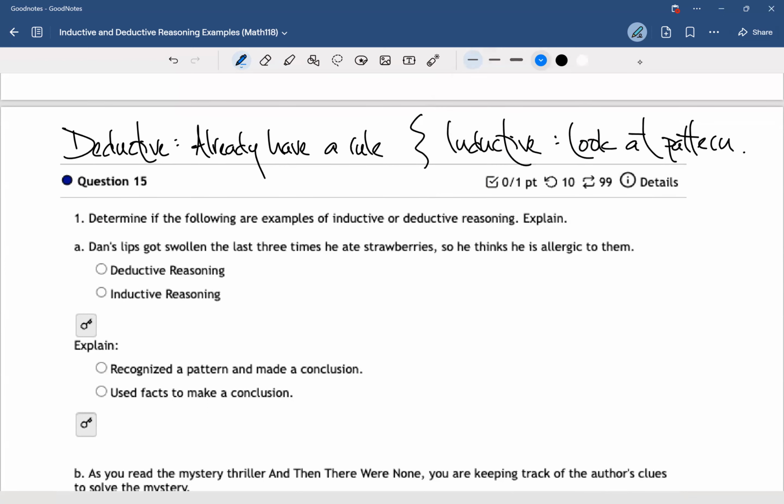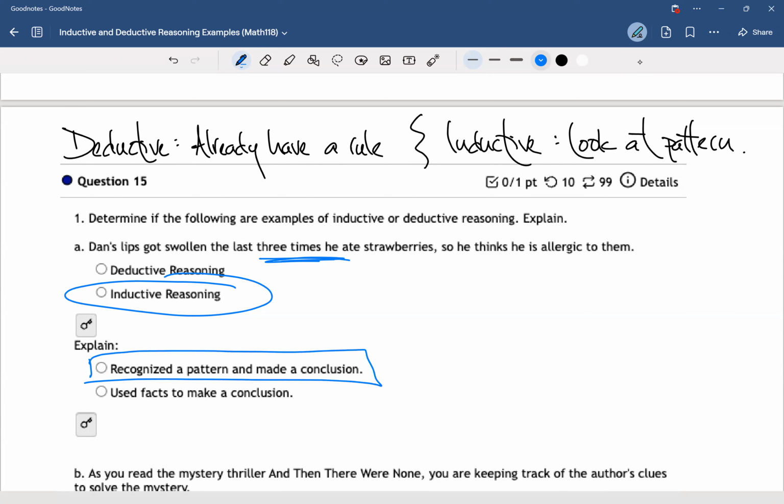It says, Dan's lips got swollen the last 3 times he ate strawberries, so he thinks he's allergic to them. Now, poor Dan, it sounds like he's got some information that helps him find a pattern in things. So my guess is this is going to be inductive reasoning because the pattern is the last 3 times he ate the strawberries, it didn't go so well for him. And our explanation is he recognized a pattern and made a conclusion.